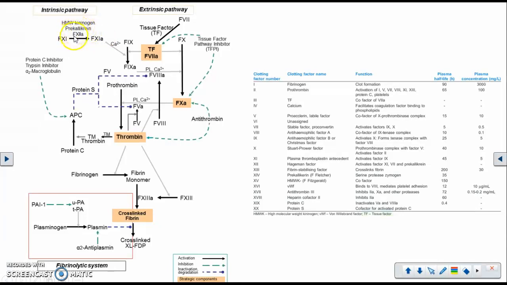It's factor 12A. Factor 12A, if you look here, folks, is Hageman factor. Hageman factor comes from platelets. Platelets basically puke out factor 12A when they make contact with collagen. So collagen is the triggering factor for factor 12A to activate factor 11. Why does collagen activate platelets?